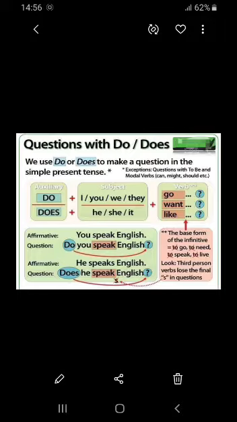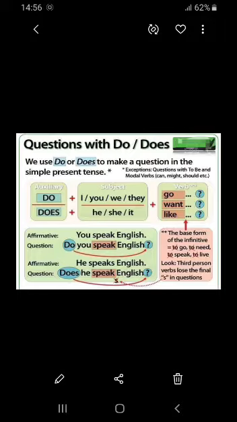Of course, we have some exceptions, questions with to be and the modal verbs like can, might, should, etc. And we don't use do or does with verb to be. To make a question, we have a certain rule to respect. We have to start with auxiliary plus subject plus the verb.